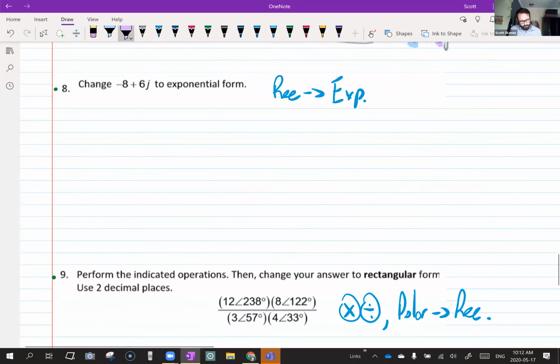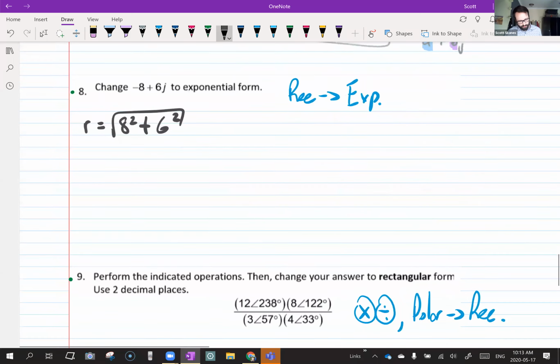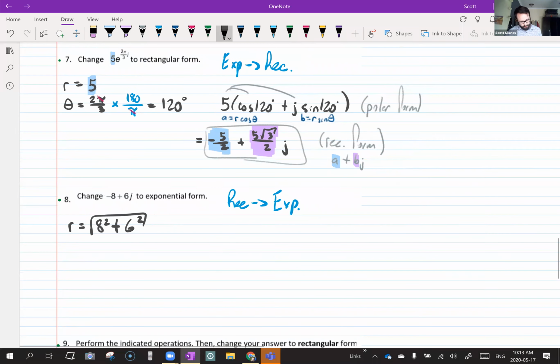Change this to exponential form. Very good question. Thank you for asking. We did a very similar one just then. Let's go through it. How do we get r? The square root of a squared plus b squared. I'll go back if you want to take a look at that. Keep it on the page. What's 8 squared plus 6 squared? Well, that would be 10.